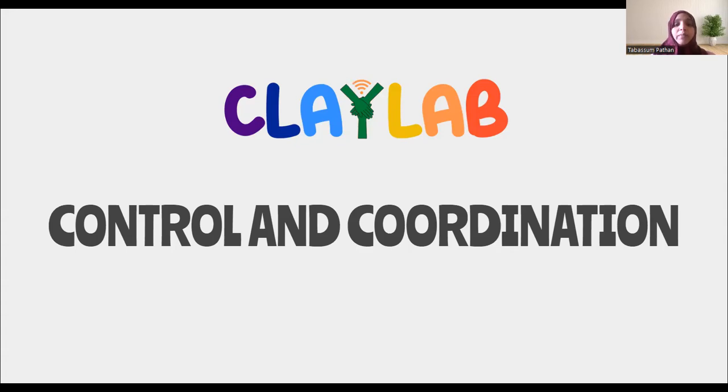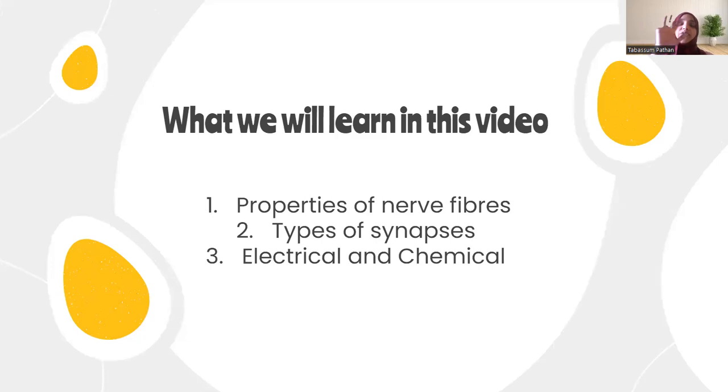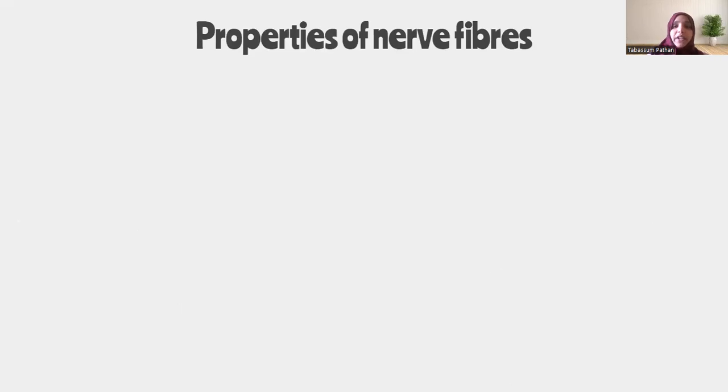Now we will move to the properties of the nerve fibers. Having understood the structure of the nerve fibers and the surrounding cells of the nerve fibers, now we will discuss what are these nerve fibers, what do they do, what are their characteristics, what are their properties. Then we will discuss the types of synapses. We are going to discuss in more detail about the chemical synapses, because in humans mostly the type of synapse which is present is chemical. Okay, let's begin. Properties of the nerve fibers.